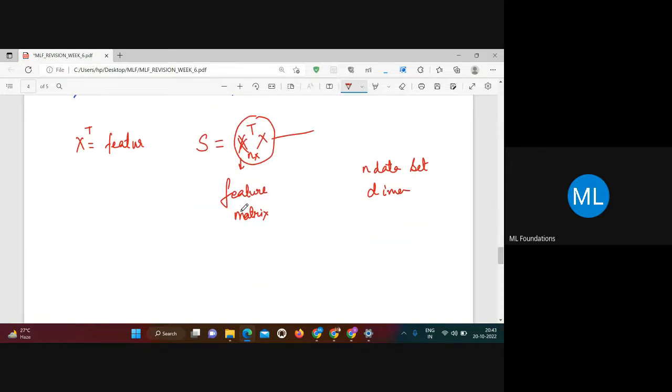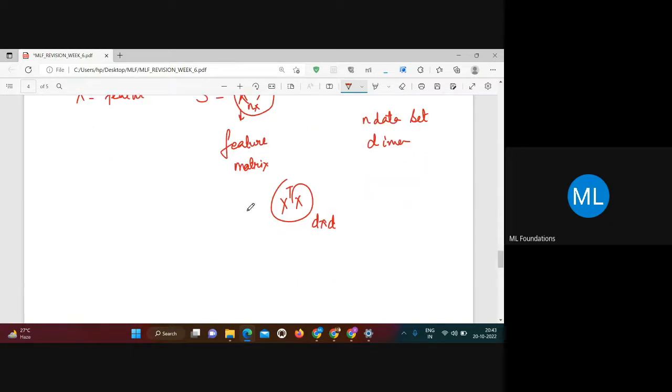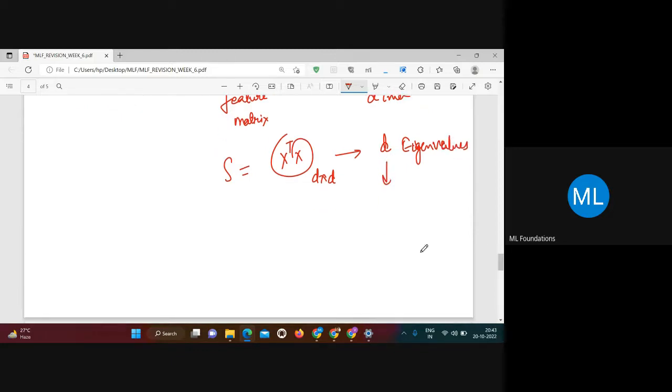Okay. So if you write this X transpose X, it will come in what? D cross D dimension, right? Okay. So how many eigenvalues will you have for this covariance matrix S? You'll have D eigenvalues, right? And these D eigenvalues will have D orthogonal eigenvectors, all perpendicular to each other, whatever eigenvectors you get, right?